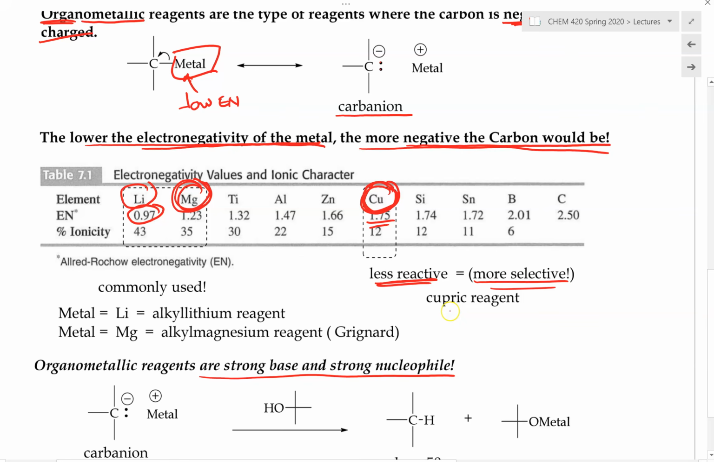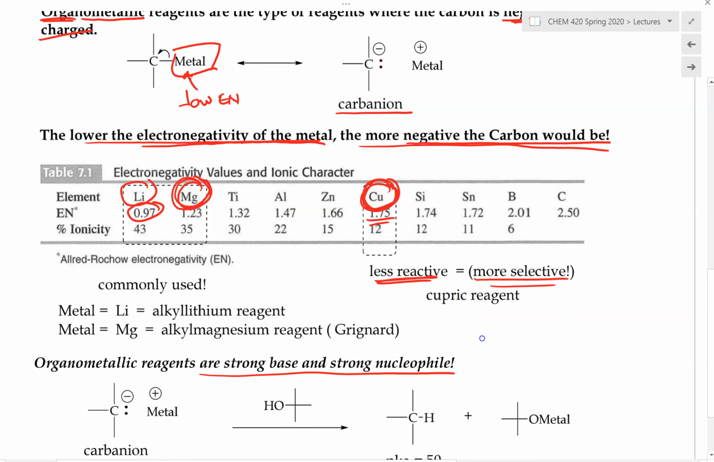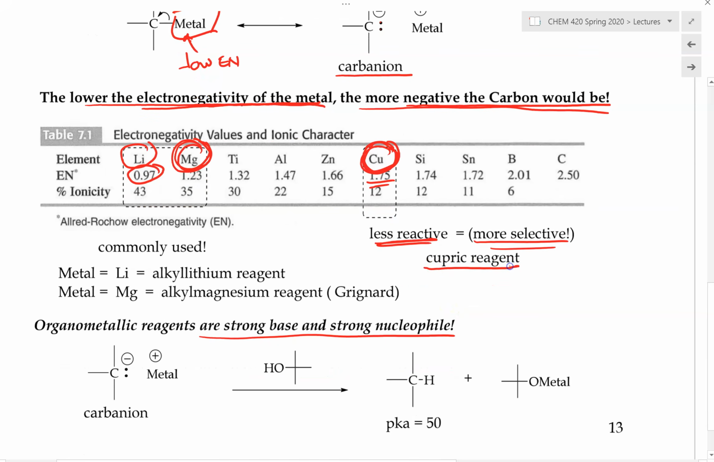Organometallic reagents consisting of copper we call cuprate reagents, versus organometallic reagents consisting of lithium, which are called alkyl lithium reagents, versus organometallic reagents consisting of magnesium as the metal, which are called alkyl magnesium reagents, or also called the Grignard reagent, named after the chemist who invented and studied this reagent.